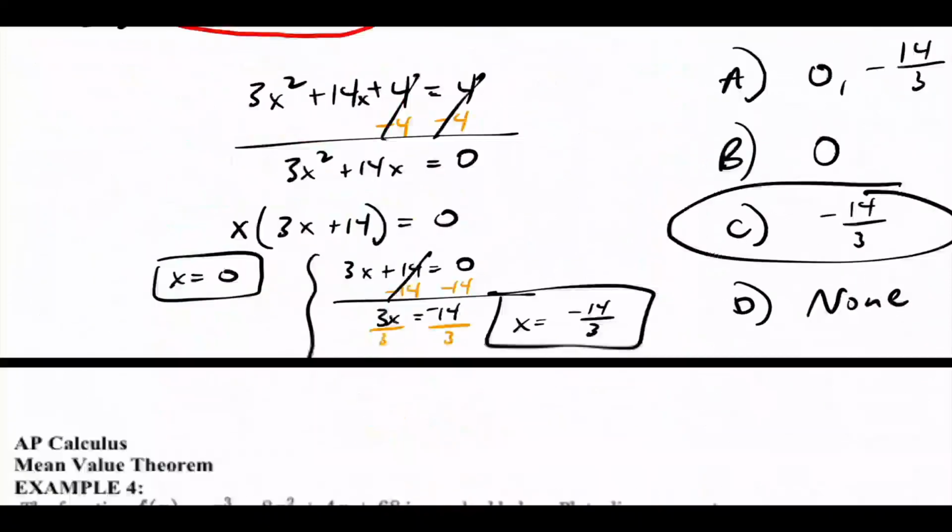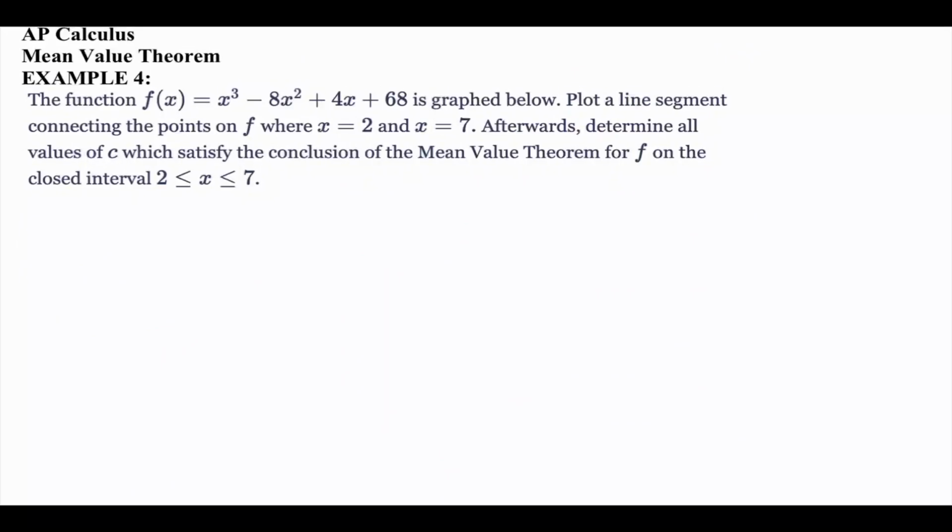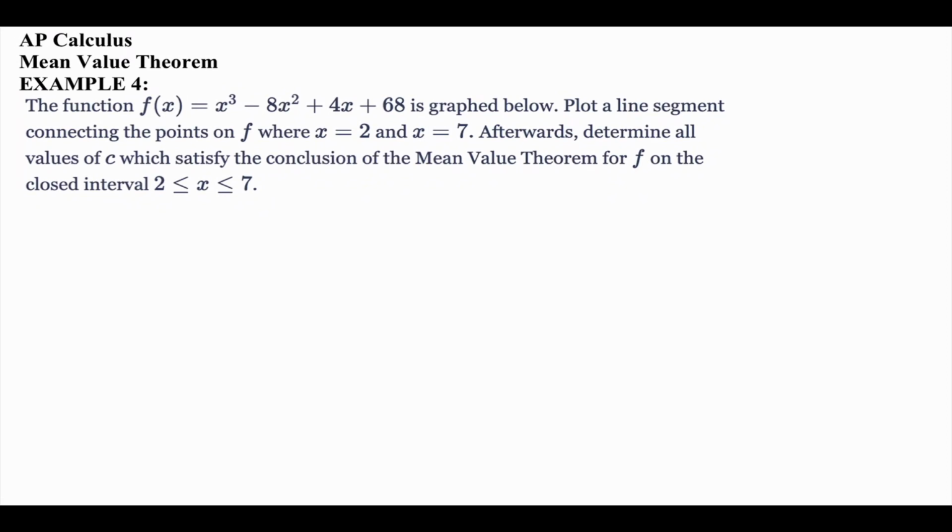Okay, so what I want you to do now is I want you to do example 4. I want you to do example number 4. Find those values that satisfy the mean value theorem on the interval from positive 2 to positive 7.